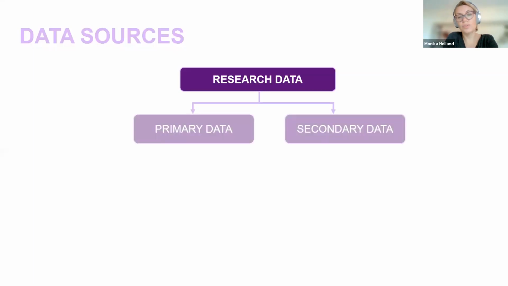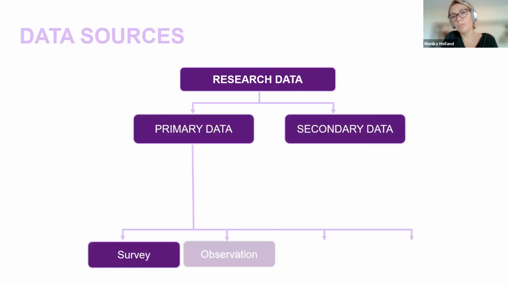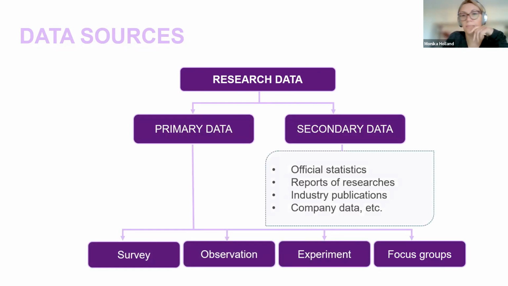And the data resources that are available are primary data and secondary data. With the primary data, it is the research that we actually activate: the surveys, the observation, experiments, and focus groups. What are the focus groups? The focus groups are usually a group of people that have something in common.